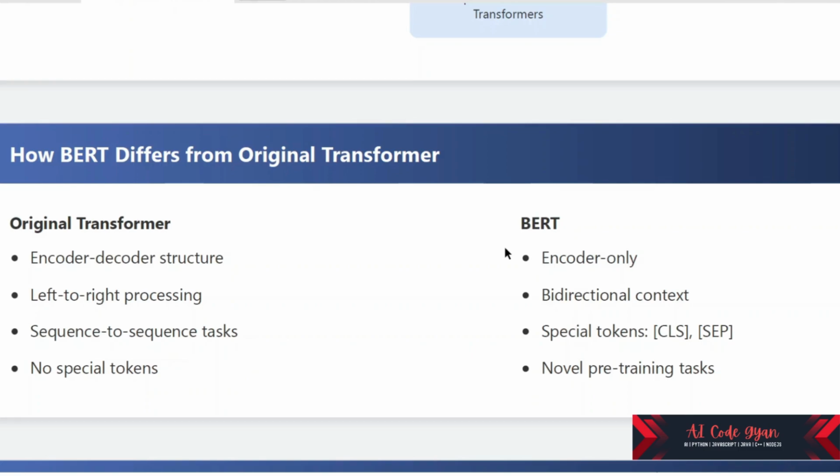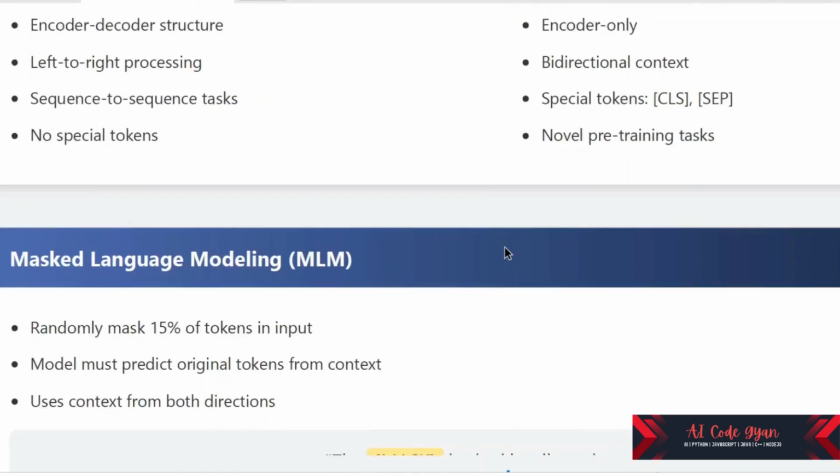The original transformer was for sequence-to-sequence tasks. BERT is parallel, and no special tokens are used in the original transformer, whereas in BERT we use special tokens like CLS and SEP, which are meant for long-range dependencies.